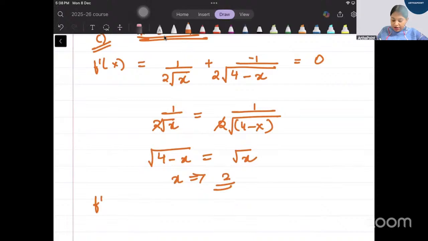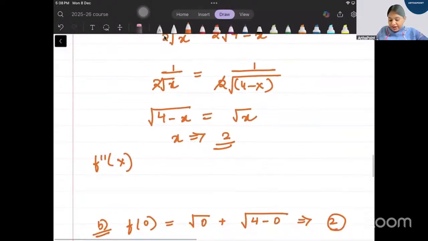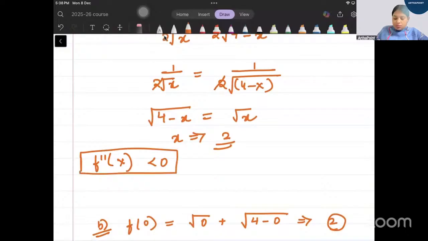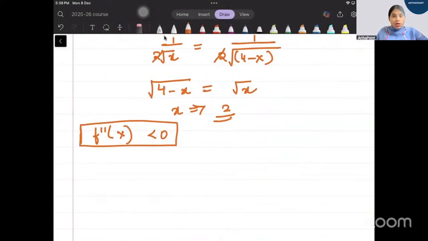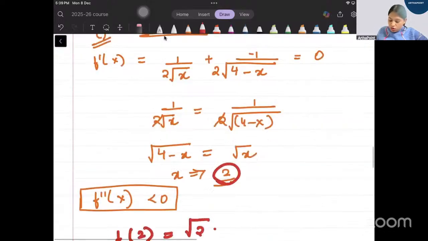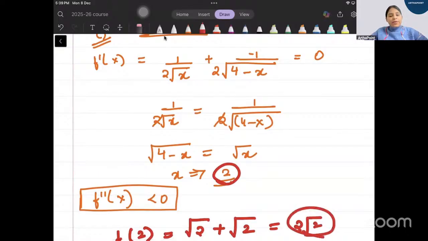So when you double differentiate the function, I'm leaving it to you, you will find out that this is less than 0. Because it's a root function, so I know. Any root function, when you plot it, will come out like this, right? So we know how root functions look. Therefore, I know that it will be less than 0. Now, find the value of the function at 2. When I find the value of the function, I will get root 2 plus root 2, that means 2 root 2. That means the function is attaining its maxima at 2 root 2.